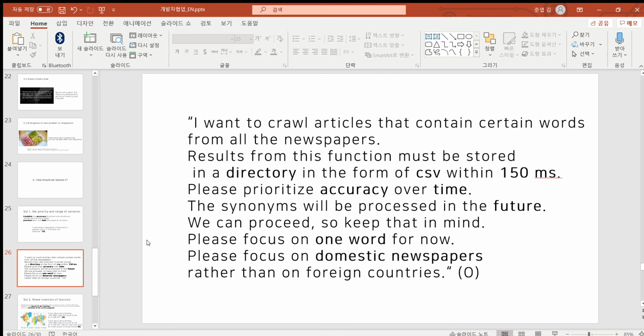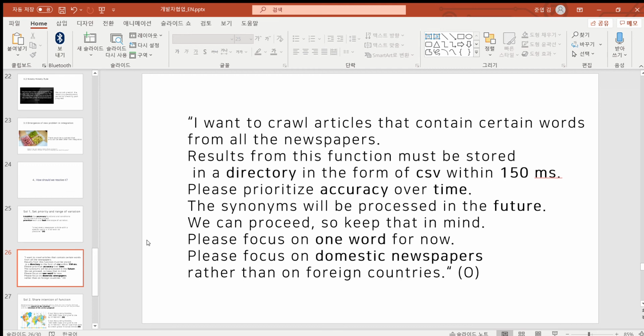So let's say you give this kind of instructions to the development team. They will think, okay, we got the instructions. At first we will focus on crawling domestic newspapers with one word, and that output should be saved in the directory in the form of CSV. After that, we will expand our project into international newspaper companies. And lastly, we have to make our code finish before 150 milliseconds.